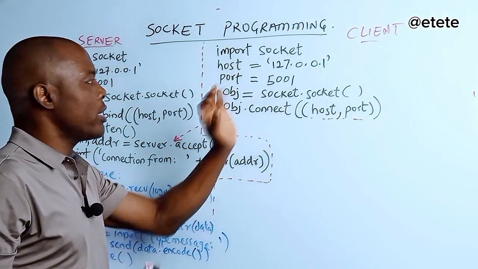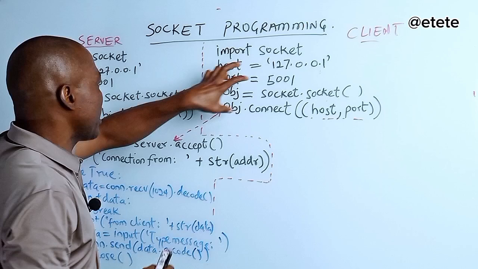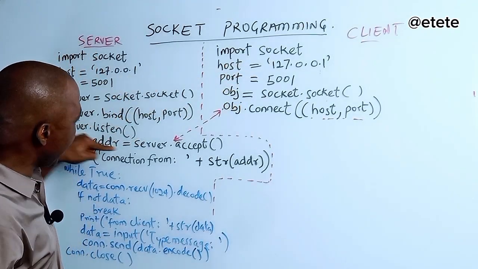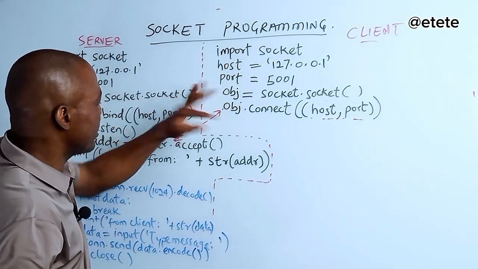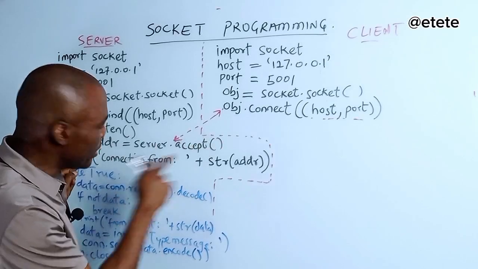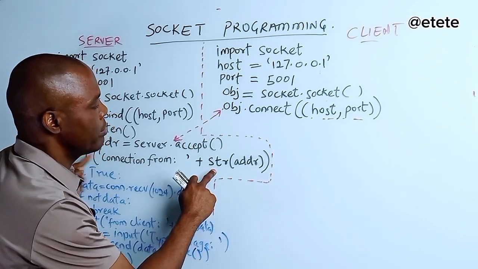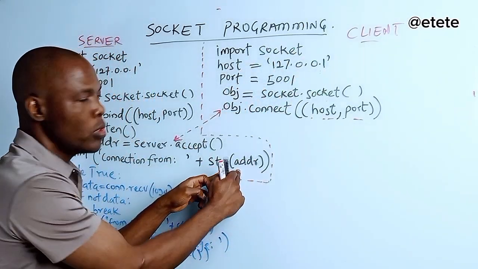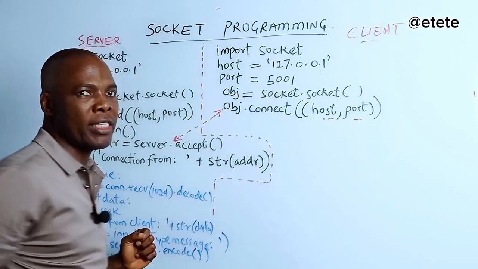So I have done that. Now connection has been established between this guy and this guy at this layer, right? At this layer. So this server will now print out connection from the address of this client on the screen. So that has been established.